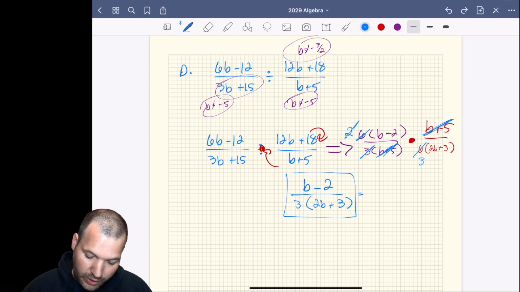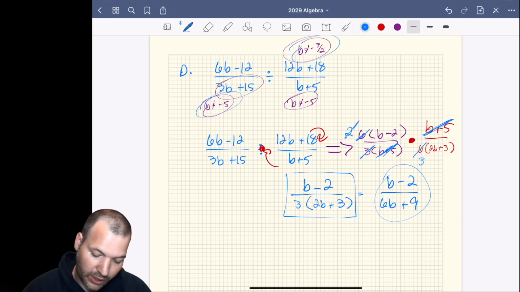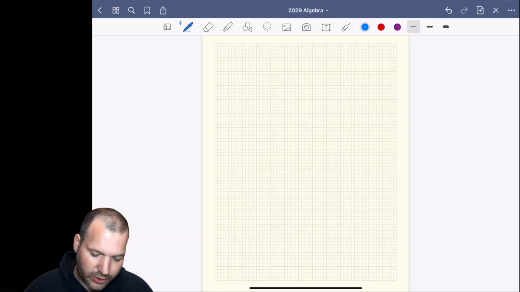Finally, check your progress 1D. I've got b minus 2 over 3 times the quantity 2b plus 3. Again, you would not need to do this, but if you want to multiply that out, that's the same thing as 6b plus 9, provided b is not -5 or -3 over 2. For the same reasons we've already talked about. Let's go ahead and jump into example 2.